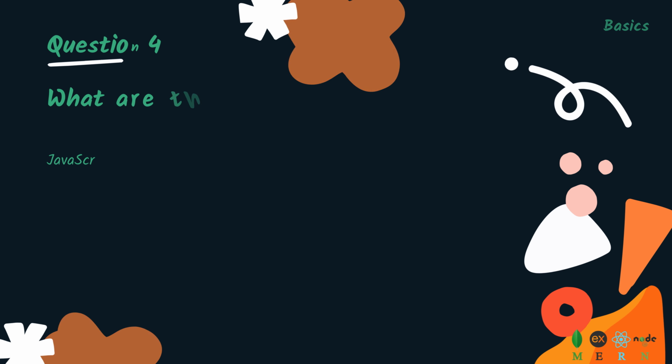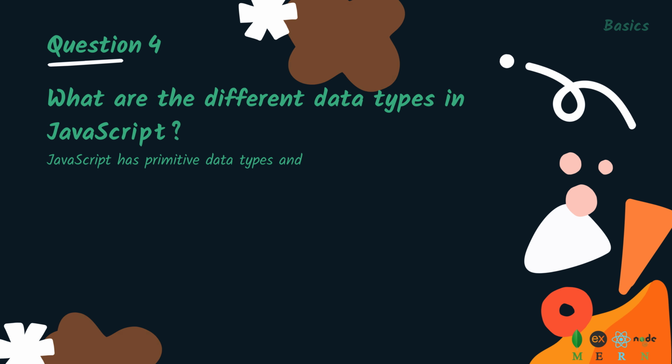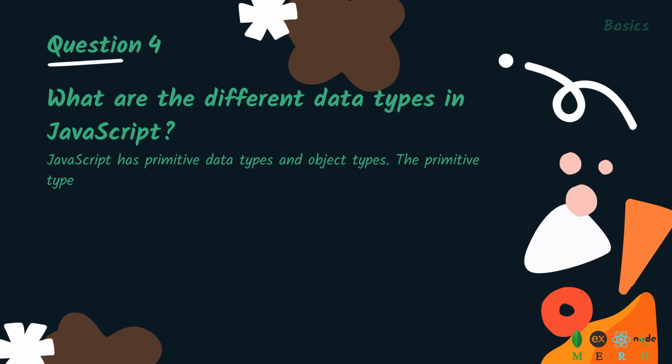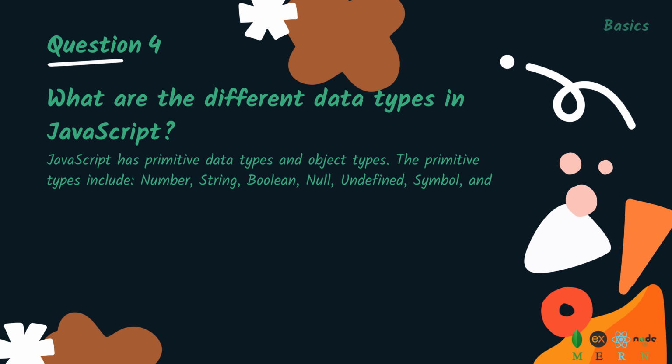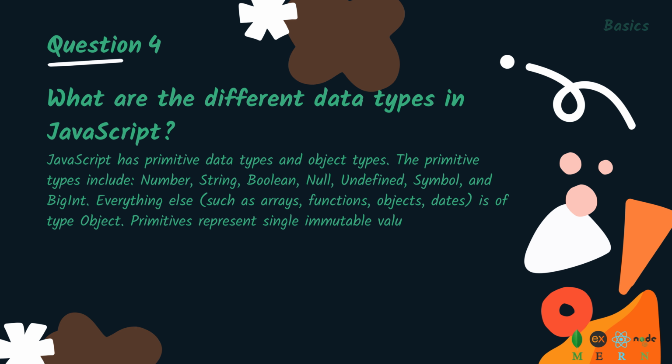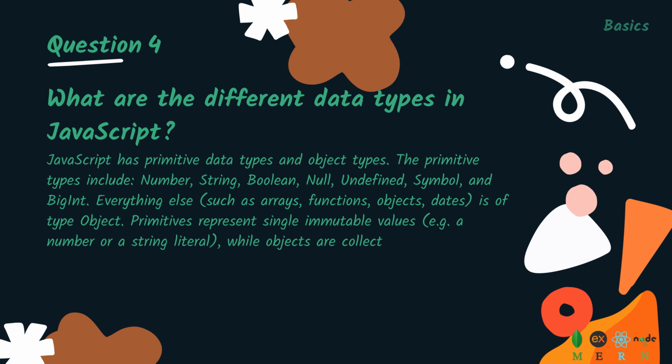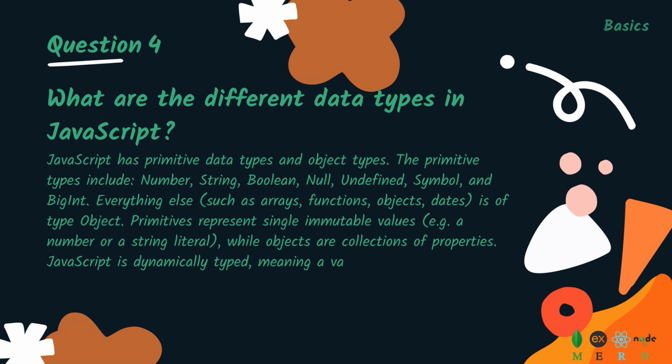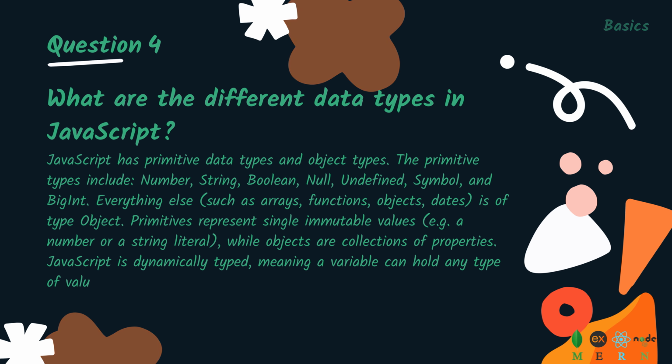What are the different data types in JavaScript? JavaScript has primitive data types and object types. The primitive types include number, string, boolean, null, undefined, symbol, and bigint. Everything else, such as arrays, functions, objects, dates, is of type object. Primitives represent single immutable values, e.g. a number or a string literal, while objects are collections of properties. JavaScript is dynamically typed, meaning a variable can hold any type of value, and types are determined at runtime.